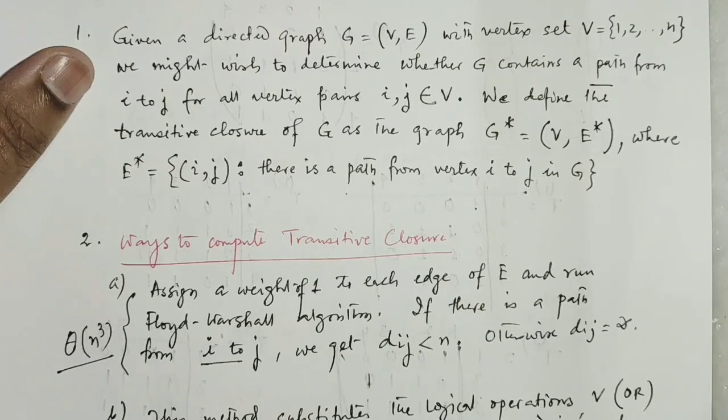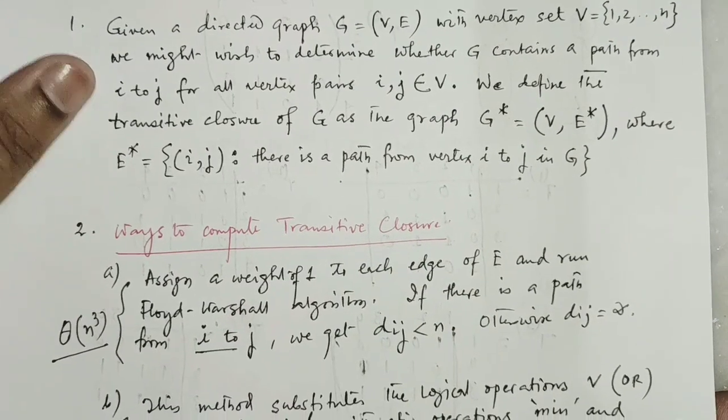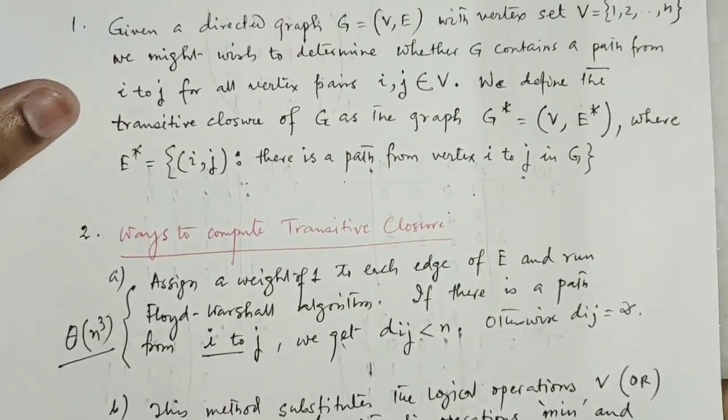Be careful. If there is a path from i to j, we get d of ij less than n, otherwise d of ij equals infinity. And the complexity, that is already verified as big theta of n cube. That means you can compute the transitive closure of a graph in big theta of n cube time, where you assign a weight of 1 to each edge of E and run Floyd-Warshall. This is one approach. But I will go for the second approach.